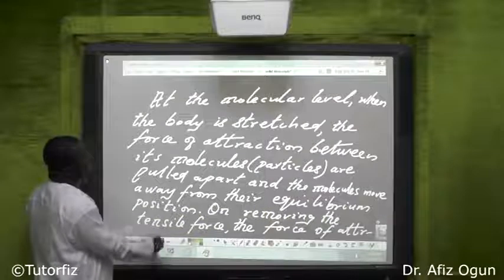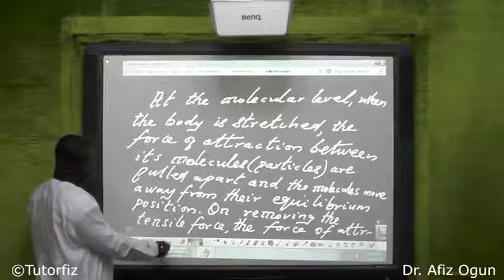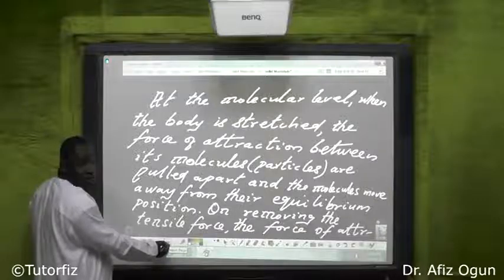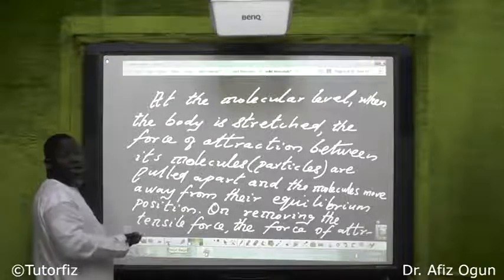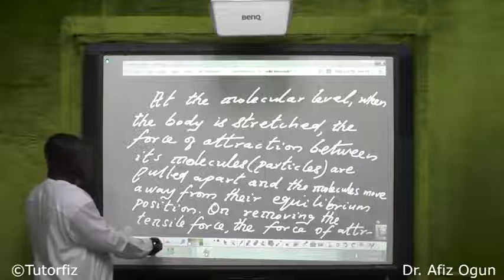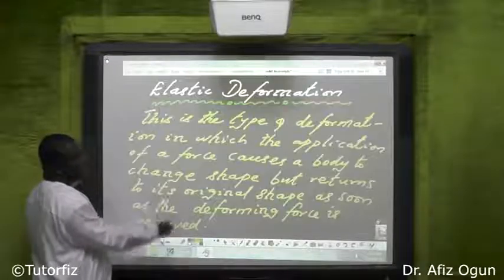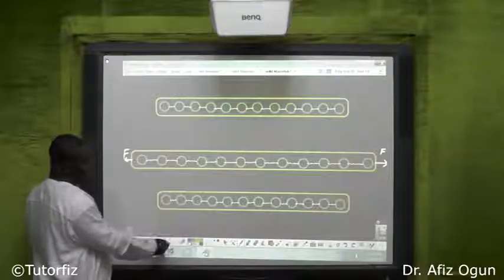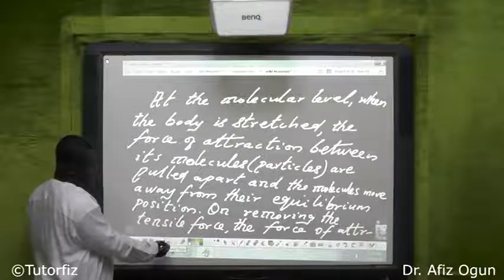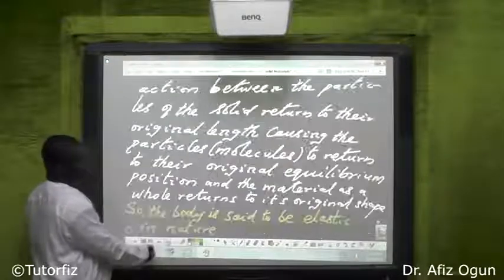You need to write this at the molecular level also. Write it depending on the marks you have for this. It sometimes may be 3 marks. So if it's 3 marks, you have already written that it changes shape and returns to its original shape. If you are able to write this at the molecular level, it will be good for you.